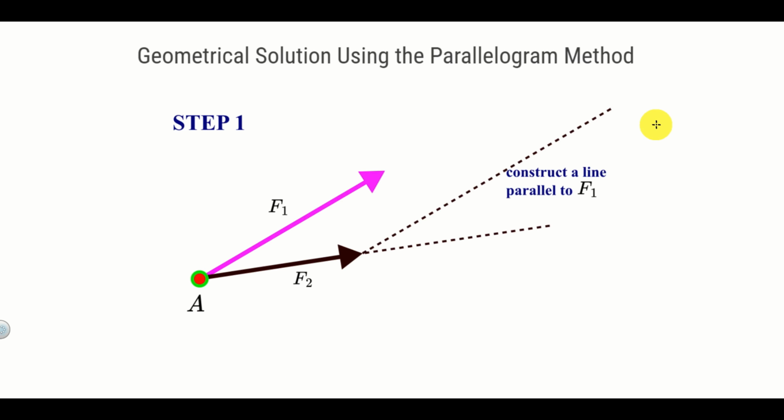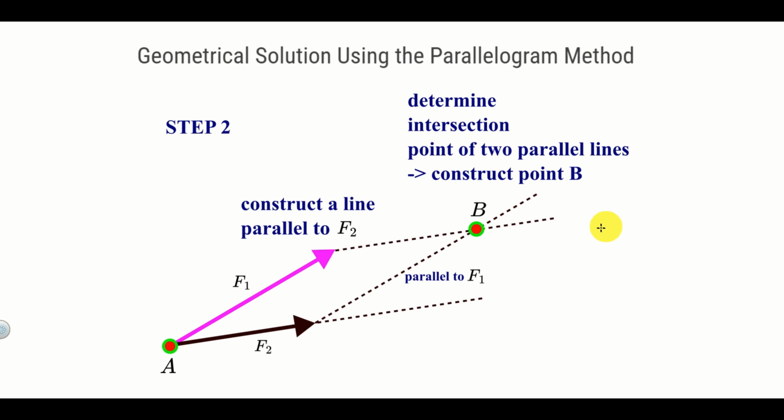First, we will explain a simple graphical approach for solving this problem. That is, first we will explain the so-called parallelogram method. The parallelogram method consists of 4 steps, and here's the first step. In this step, we first construct a line that's parallel to force F1. Here's the force F1, and starting from the end of the force F2, we construct a line that's parallel to the action line of the force F1. That is, this line is parallel to the force F1.